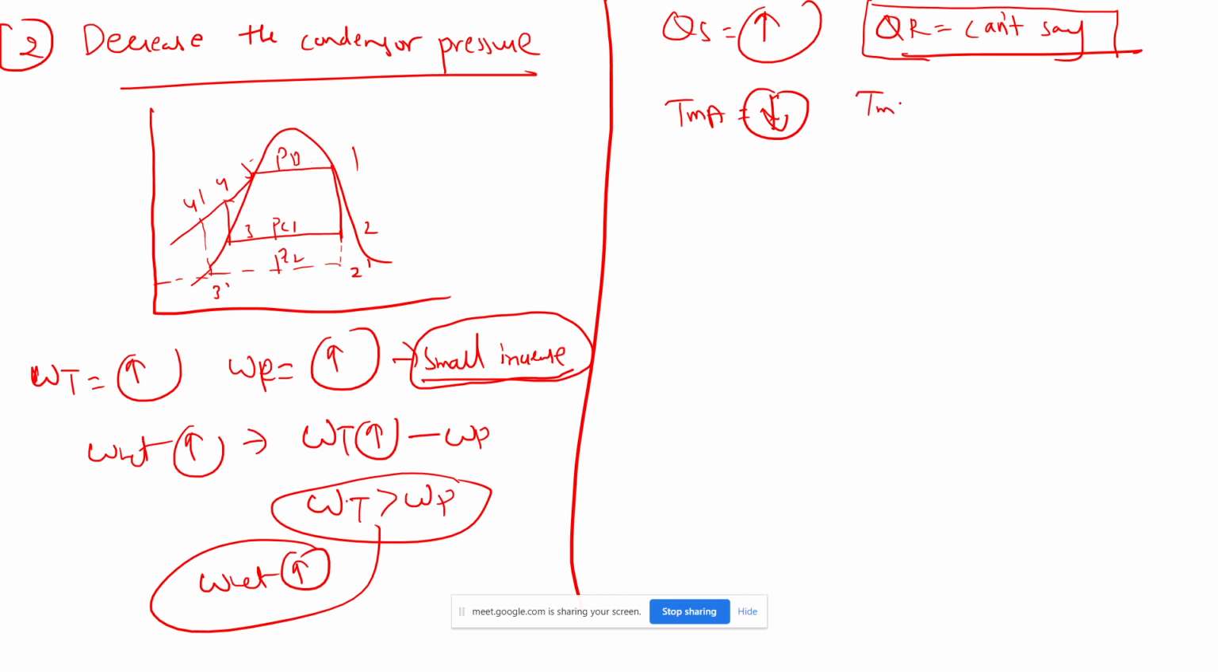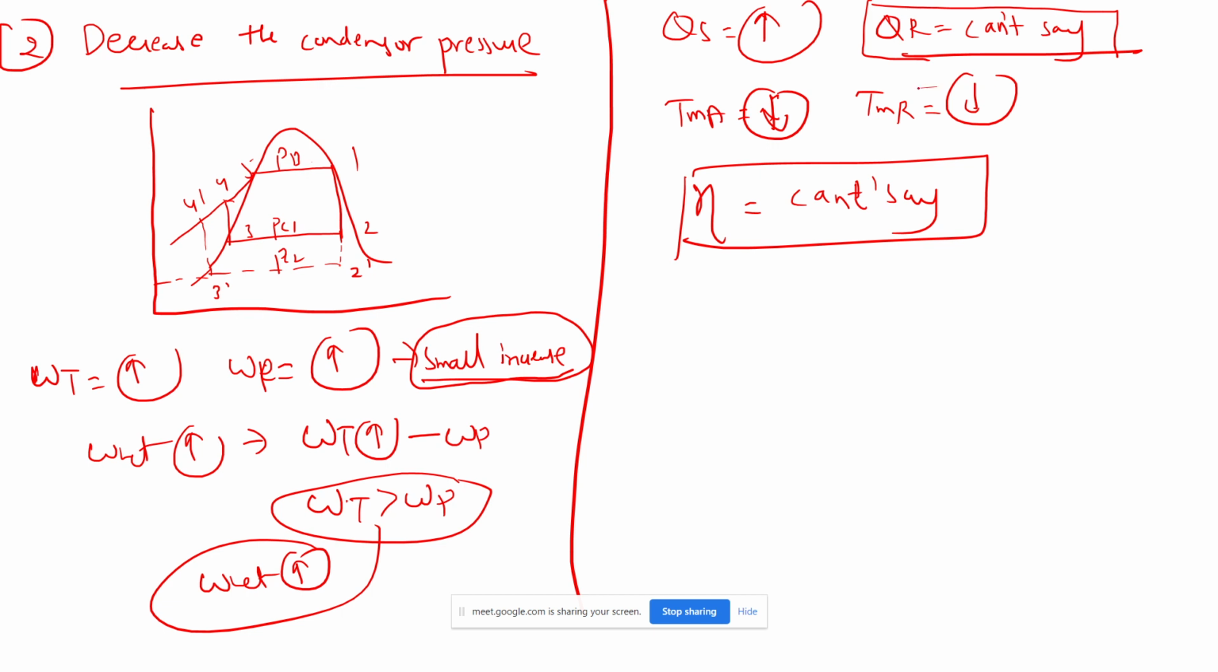What will be the effect on the mean temperature of heat rejection? It will also reduce. And efficiency? We can't say increase or decrease. Here we cannot say anything on the efficiency actually, because both the mean temperature of heat addition and heat rejection are decreasing, so we have to calculate. Only on the basis of calculation can we say whether it will increase or decrease. And dryness fraction, what will be the effect?